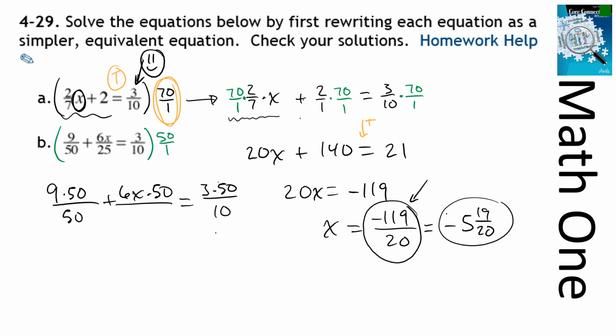And I just lied here. This isn't, you'll never see it, but that is actually 9 times 50 over 50 plus 6x times 50 over 25, and that equals 3 times 50 over 10. So basically, look very closely and verify that Mr. Roberts did indeed add a new factor of 50 to all terms on both sides.